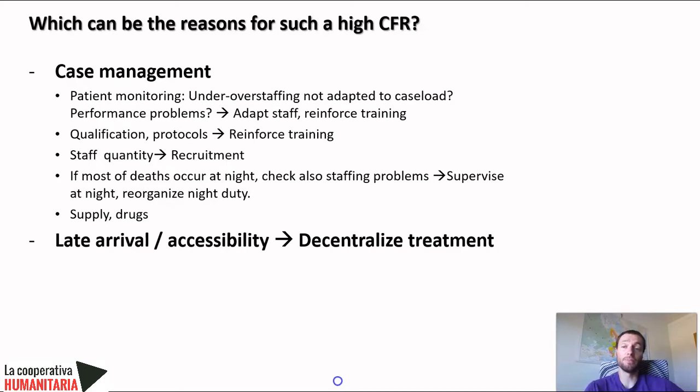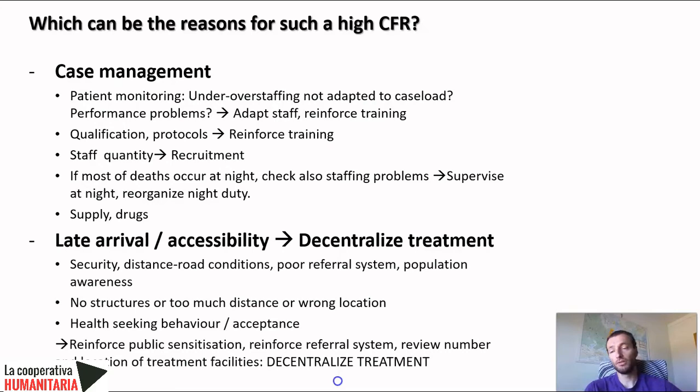For the late arrival, if the patients are arriving late to the health facility, what we can do is check security. If, for example, we should assure a referral system due to security incidents on the road, we can do this activity. If there is no option to move, perhaps we need to open another facility in another place of the city to reduce movements. Check the health-seeking behavior.